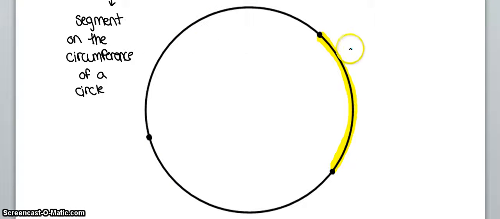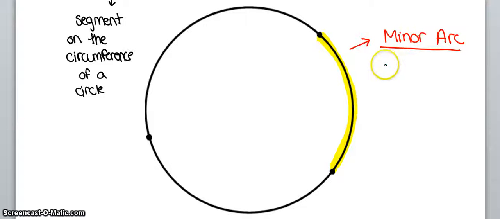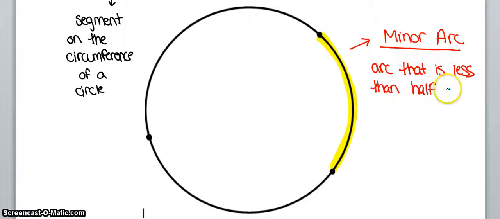And there are two different types of arcs. The first one is called a minor arc, which is what I've drawn here. Okay, so this yellow line is an example of a minor arc. And the minor arc is an arc that is less than half the circle. That's why it's called minor. Minor means like small. Half the circle.